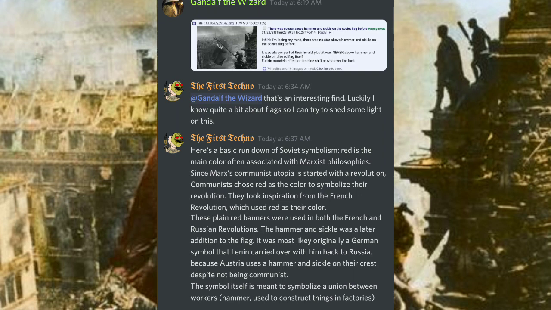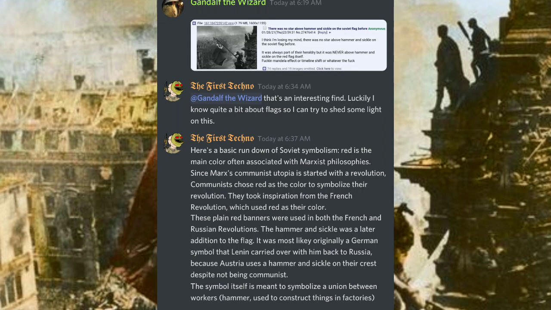Red is the main color often associated with Marxist philosophies. Since Marx's communist utopia is started with a revolution, communists chose red as the color to symbolize their revolution. They took inspiration from the French Revolution, which used red as their color. These plain red banners were used in both the French and Russian revolutions.